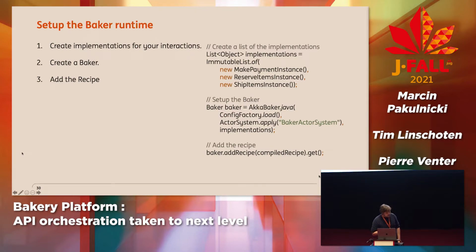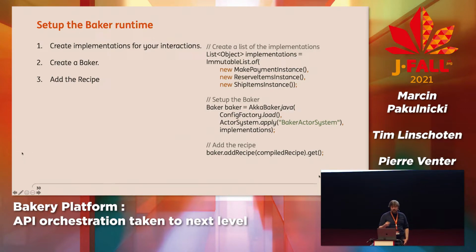So the first thing we need to do is set up a baker, and you need to do 3 steps. The first one is create implementations for interactions. You see it on the right. In this case, I won't show the code of what the instances really do. That's of course written by you yourself, but you just make a list of those.